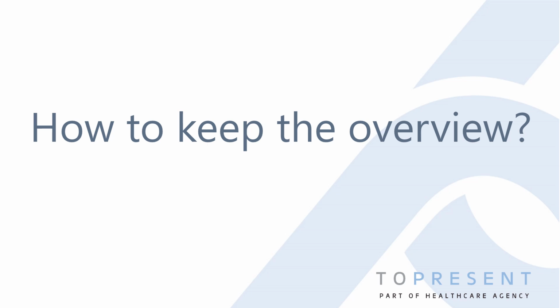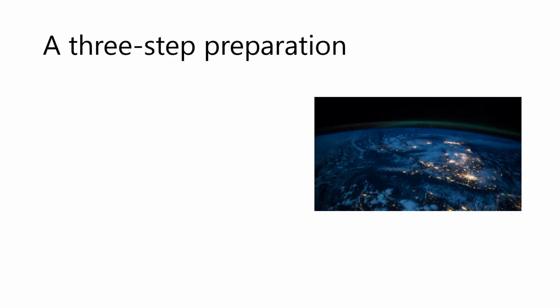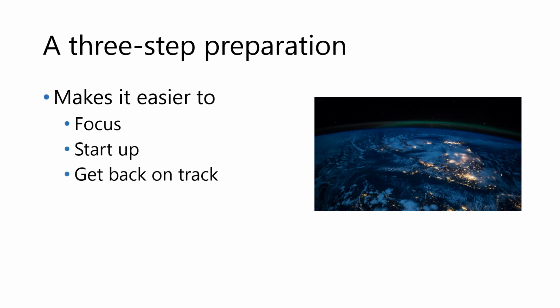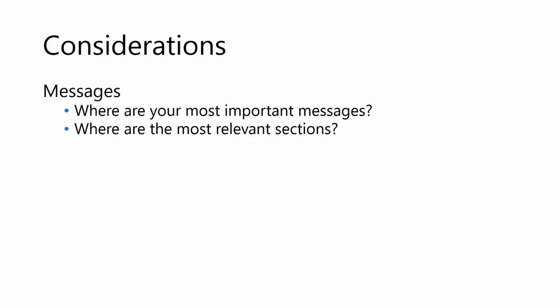Now let's take a look at how we are keeping the overview. I'll show you a 3-step preparation that makes it easier to focus. How to start, how to get back on track, and how to adjust your talk, keep time, and thereby overcome obstacles. So let's consider 3 different areas. First of all, the messages. Where are your most important messages in your entire talk? The most relevant sections. Let's take a look at an example.